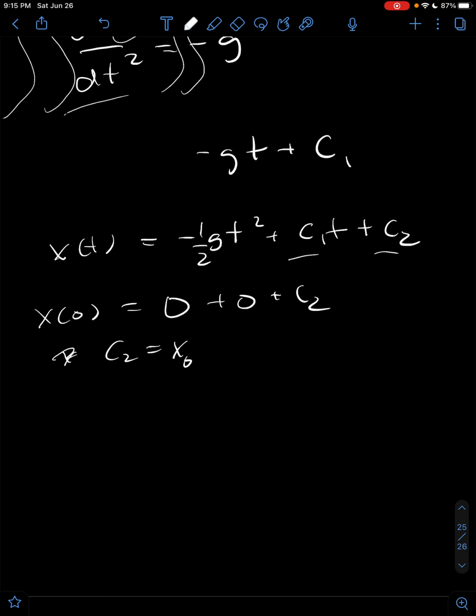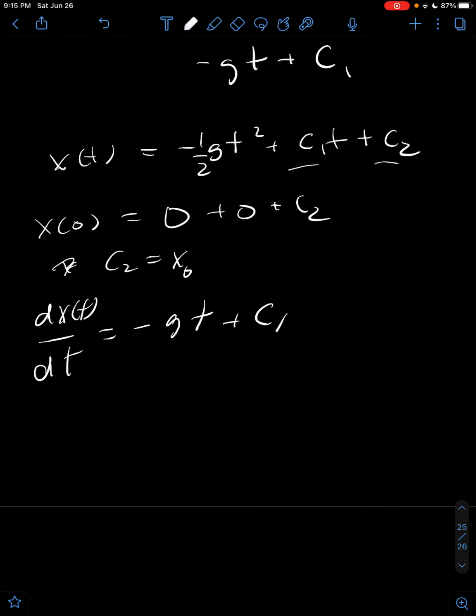So what is c1, you ask? Well, the derivative of x of t with respect to t is going to be minus gt plus c1. Now, that's just the velocity, right? v of t equals this. So v of 0, the starting velocity, is just going to be c1, which means that c1 is the initial velocity of our system.